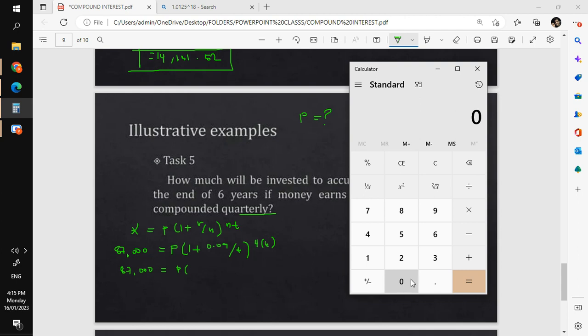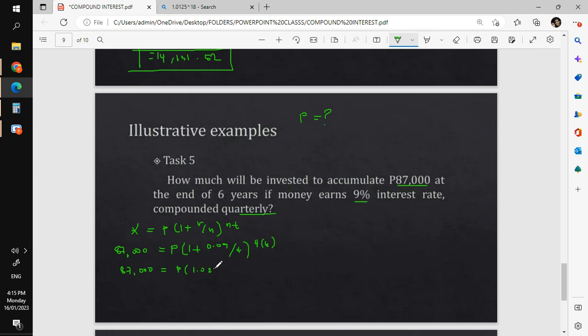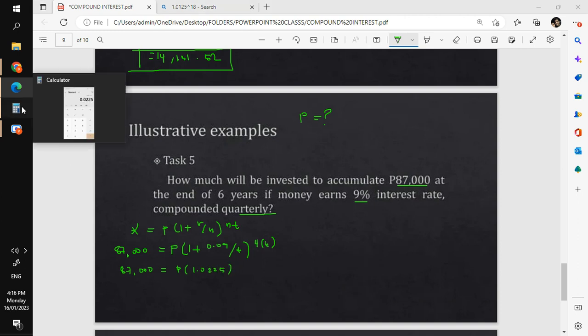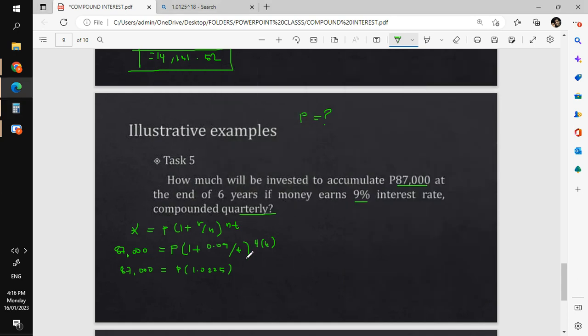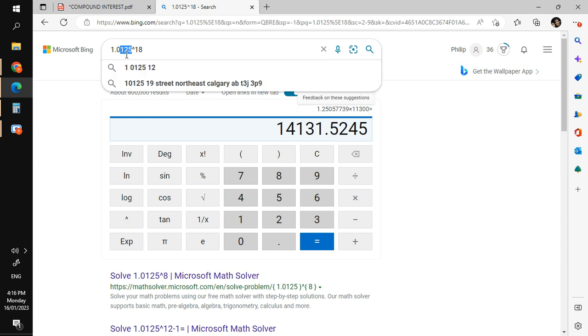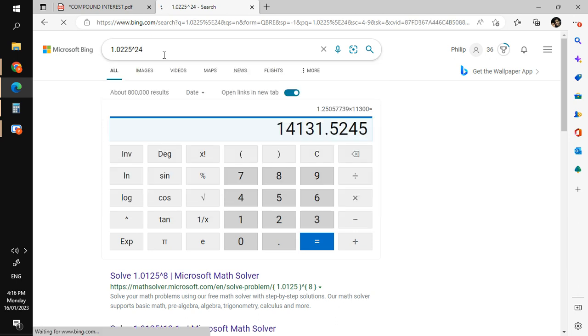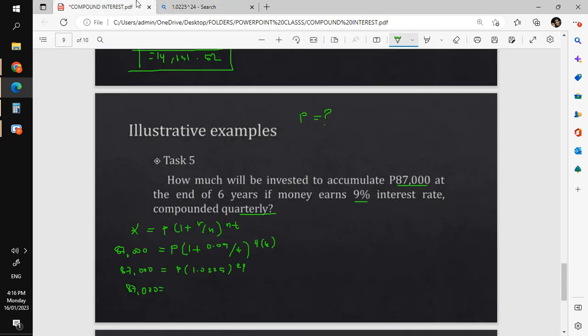0.09. So let's begin with the quotient. 0.09 divided by 4, that's 0.0225, plus 1. So that gives us 1.0225 raised to 4 times 6. That's 4 times 6, that gives us 24. Okay, we have here 87,000 is equal to P times 1.0225 raised to 24. 1.0225 raised to 24 gives us 1.705.